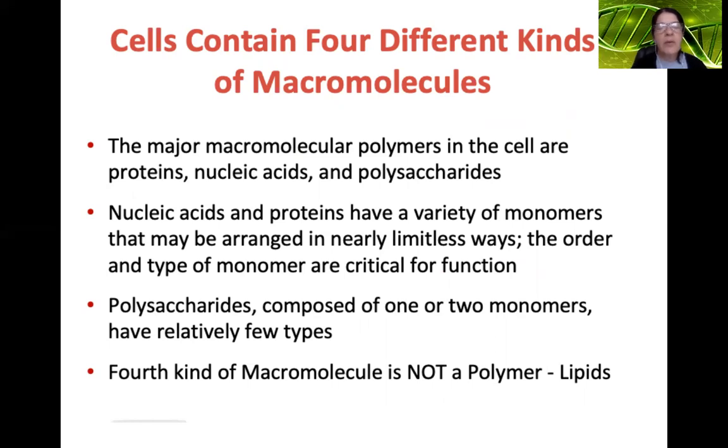Polysaccharides are usually composed of 1 to 2 monomers, and they're relatively few. So, proteins and nucleic acids can vary widely because they're composed of multiple monomers. Polysaccharides are composed usually of 1 to 2 monomers, so there aren't that many different types of polysaccharides. The fourth kind of macromolecule is not a polymer, and this is lipids. And in the next few videos, we're going to be exploring each of these groups of macromolecules.